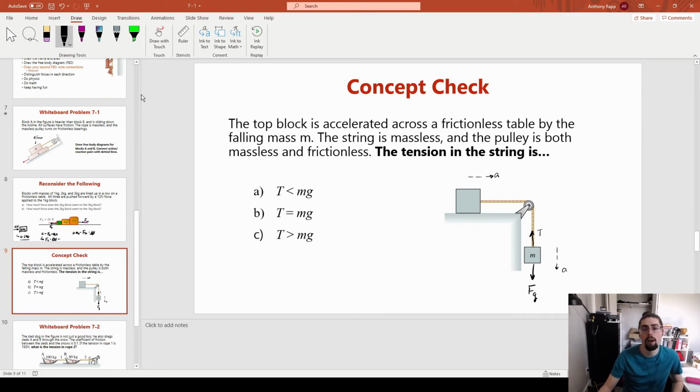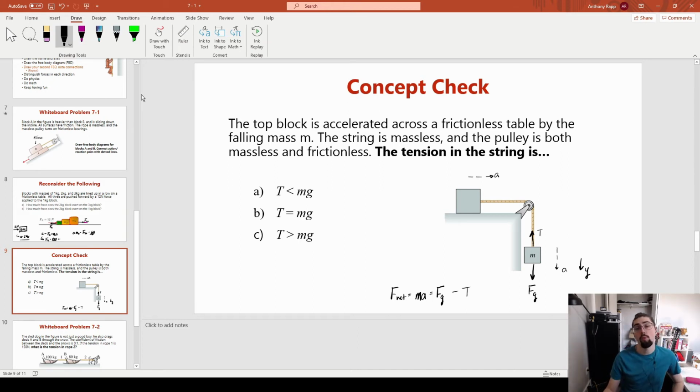I don't know what quantity tension actually is, but I do know that the block is accelerating, which means F net is equal to MA, which is not 0. I've called the downwards direction positive, so let's stick with that. FG is going in the direction of my acceleration. Tension opposes that.